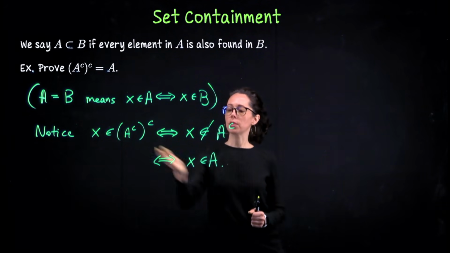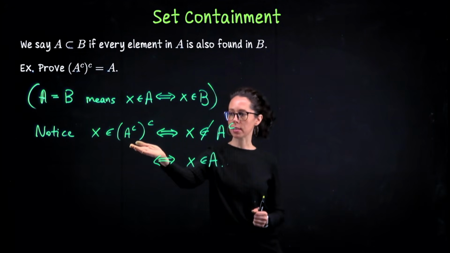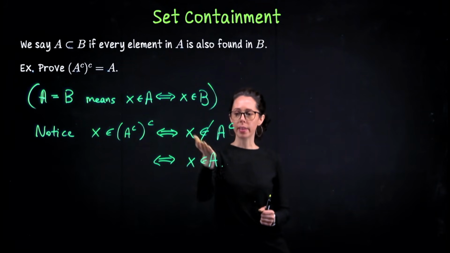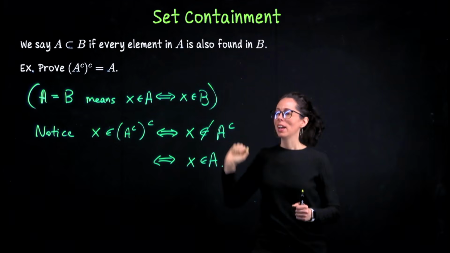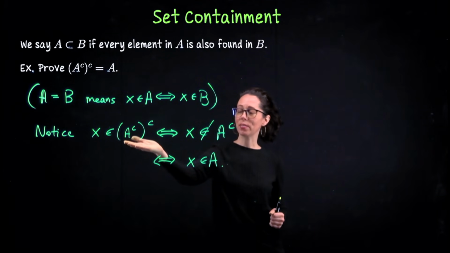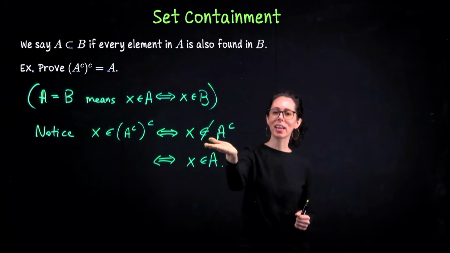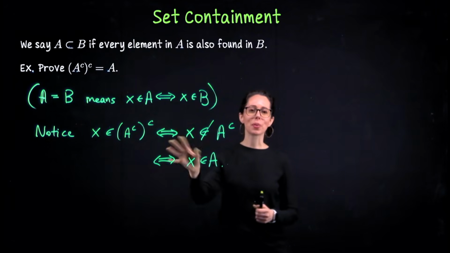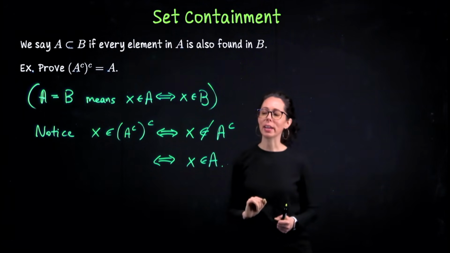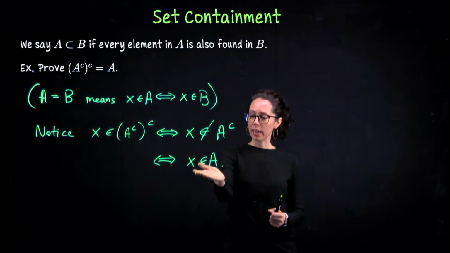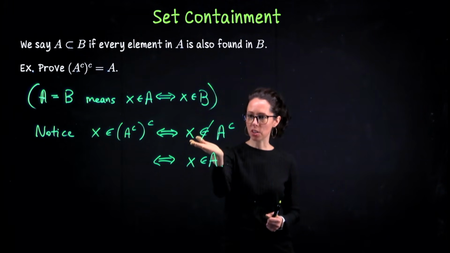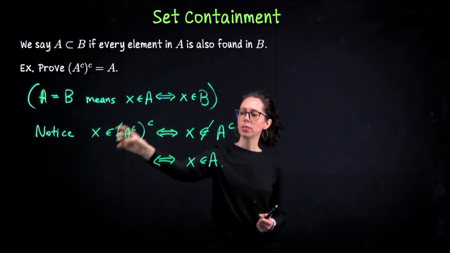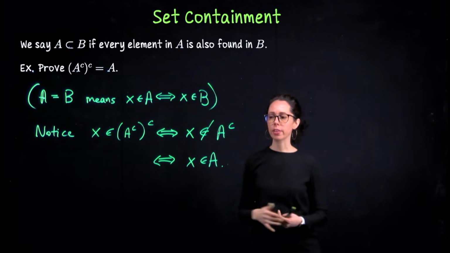So reading this left to right, X is an element of the left-hand side, if and only if X is not an element of A complement, and that happens, sorry, I'm supposed to just go left to right. If X is an element of the complement of A complement, then that means that X is not in A complement, which means that X is in A. Sorry, I corrected myself there because I started doing both directions at the same time, and I really just wanted to go left to right. Let's go right to left. If X is in A, then X is not in A complement, which means that X is in the complement of A complement. So you can see that both directions flow together like this.